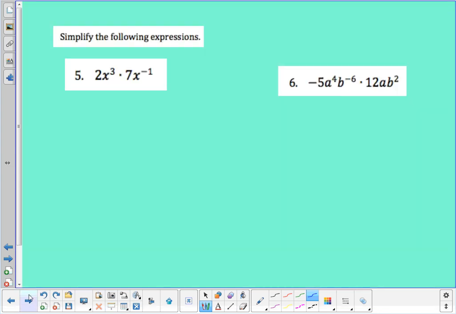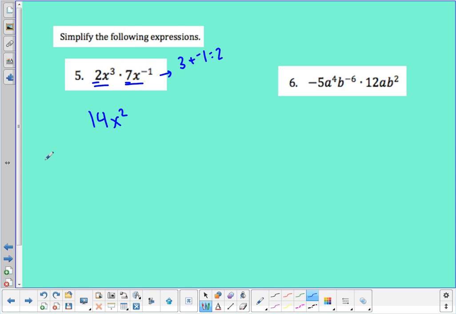All right, so let's flip over and do a bunch of questions on the back. In number 5, I have two terms that are being multiplied together, and one of them has a negative power. I'm going to start by making this one term. I'm going to take these two things and put my like parts together and then see what I'm left with. So that means I need to take 2 times 7, which gives me 14. And I need to take x to the third times x to the negative 1. That means I'm adding 3 plus negative 1, which is 2. So that's just x squared.